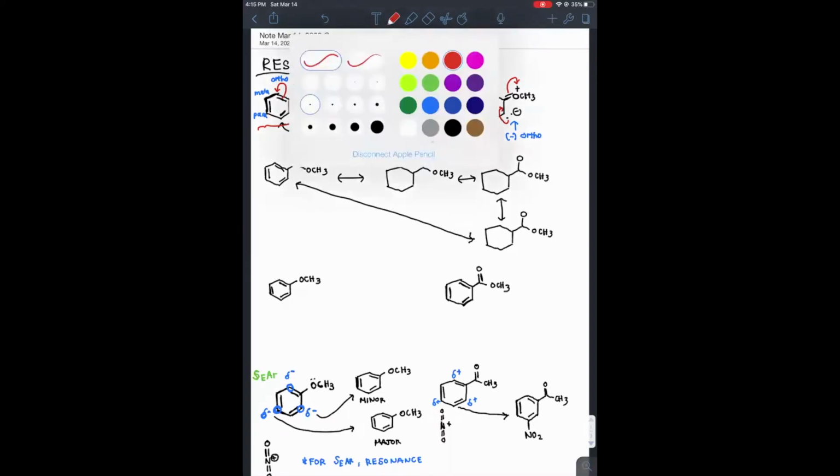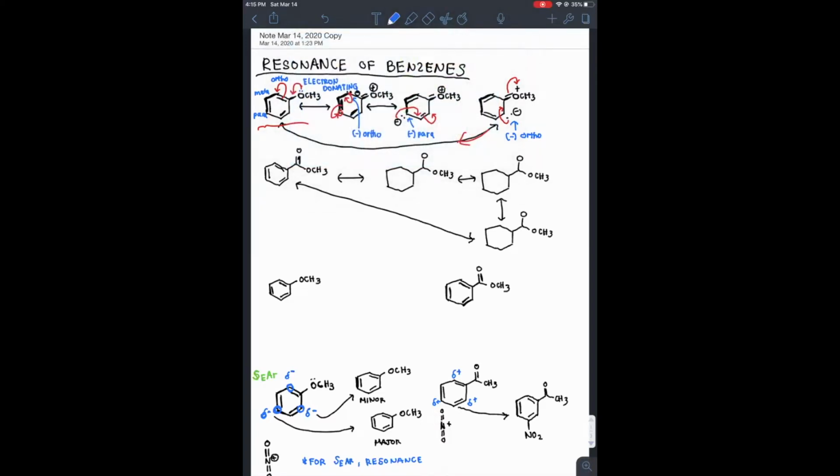And so the key thing to note, right, is that through the resonance structures, we were only able to get a negative charge on the ortho position, the para position, so both ortho positions and the one para position, okay? And so before we go over the consequences for that, let's go on to electron withdrawing groups, okay?